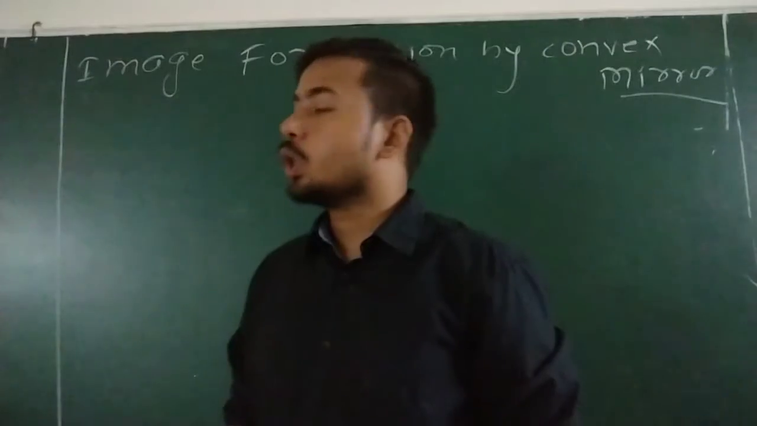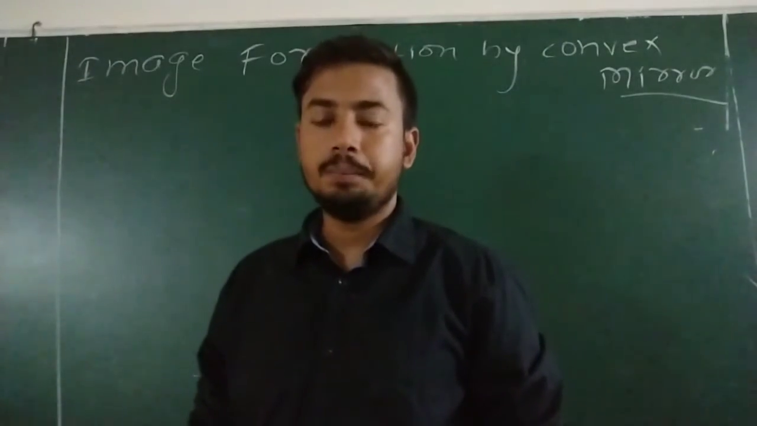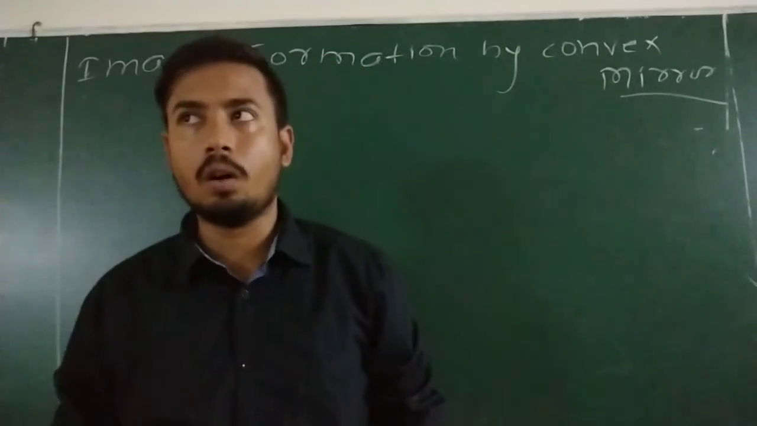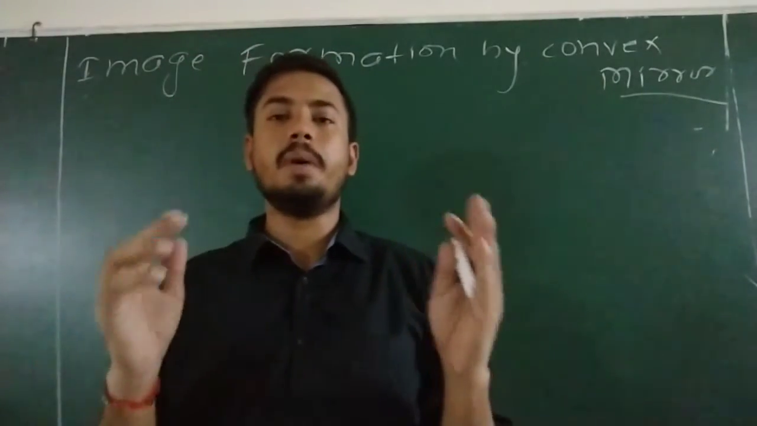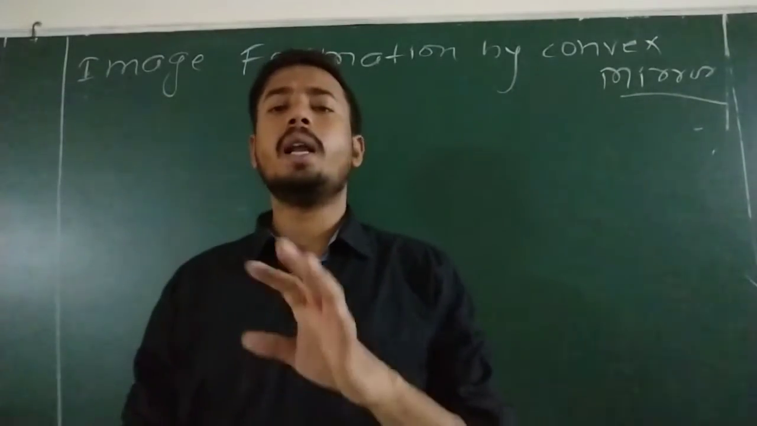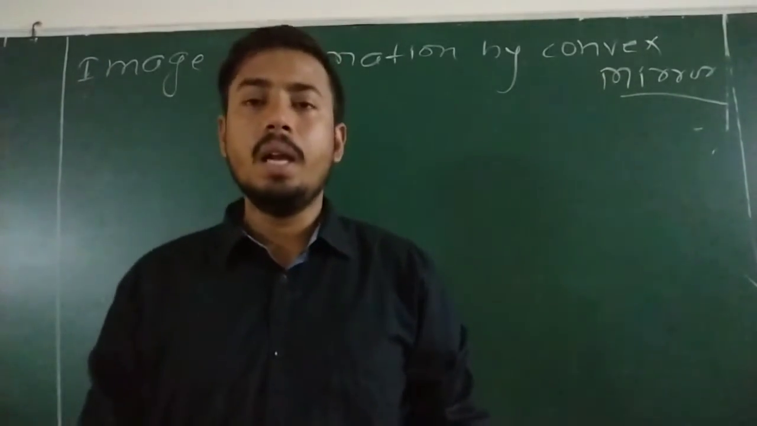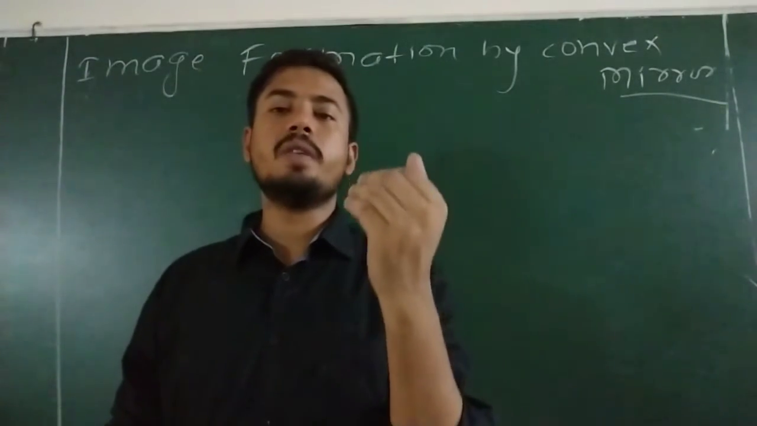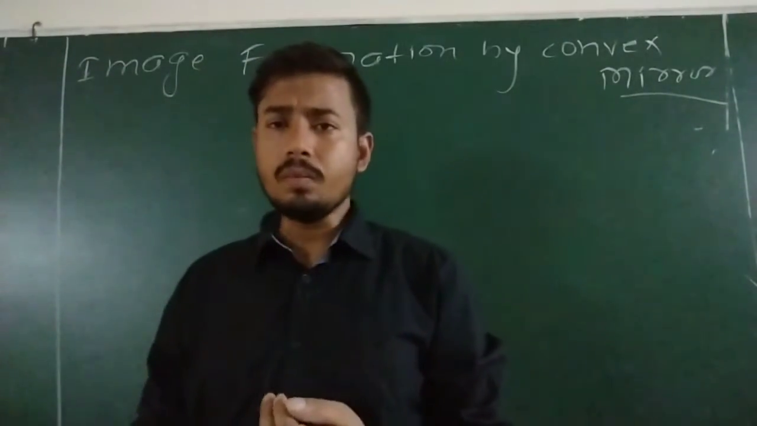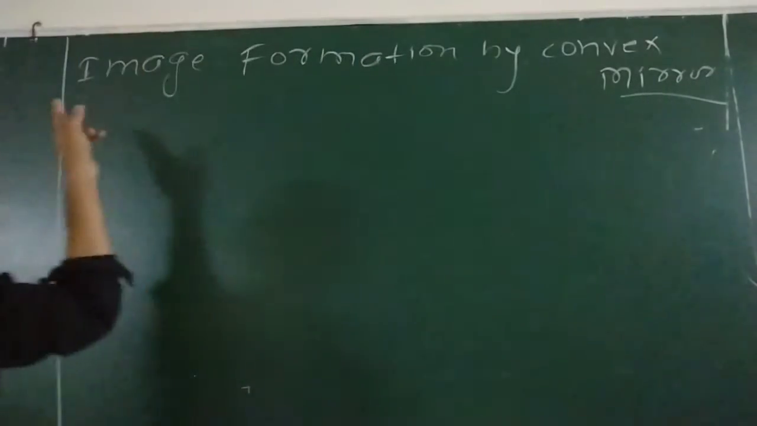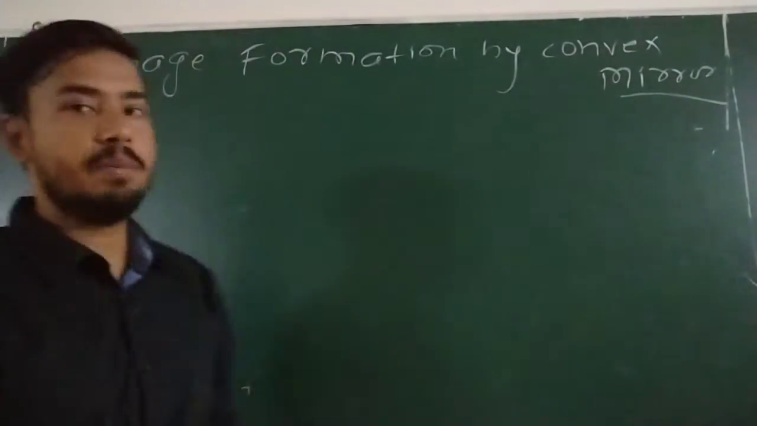Okay. So, my dear students, yesterday we discussed all the things about a spherical mirror, all terminology like aperture, radius of curvature, center of curvature, focal length, and how to take sign convention. Even after then, I discussed image formation by concave mirror. So today I am here to discuss image formation by convex mirror.